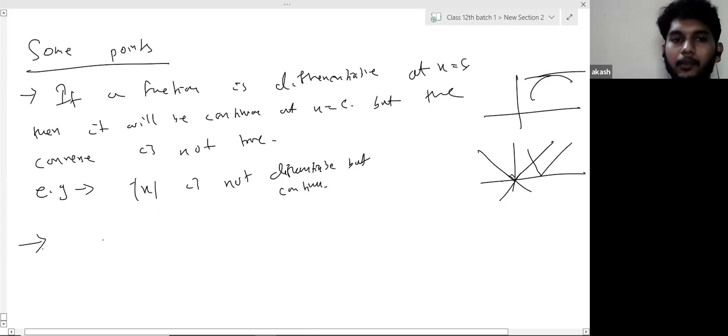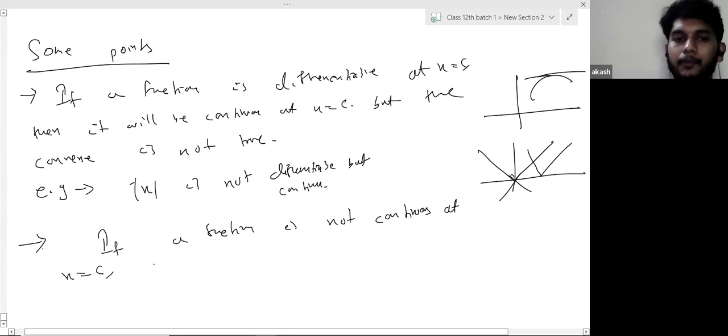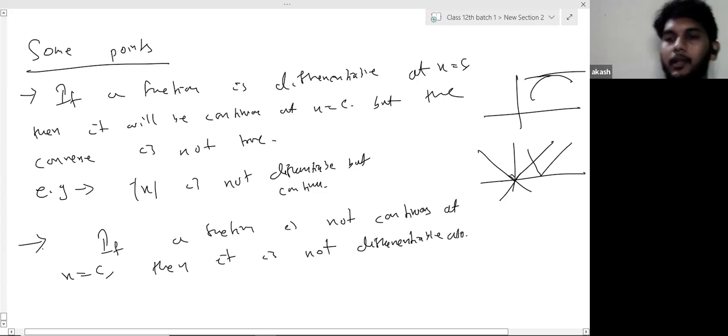What is the next one? If a function is not continuous at x equals c, then it is not differentiable also. All right, if it is not continuous, then how can we say this is differentiable? The function is breaking and there cannot be a tangent. Note it down.